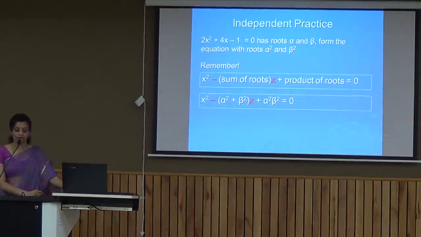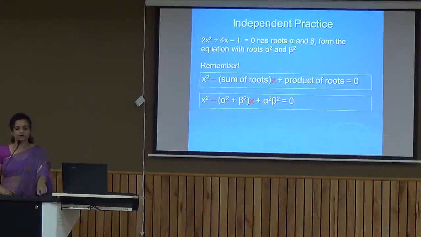So you get x² − (alpha² + beta²)x + alpha² beta² = 0. So basically you need to find the value of alpha² + beta². And in the third term, alpha² beta² is nothing but the square of the product.